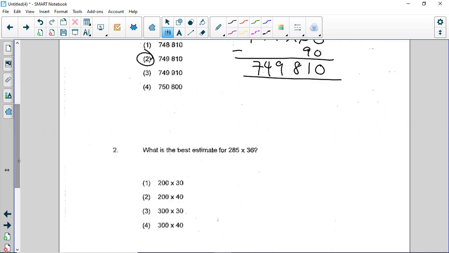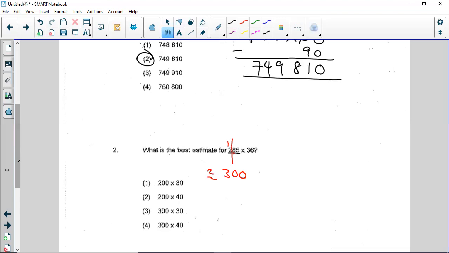What is the best estimate for 285 times 36? So estimate means what? To get a rough answer. So you don't want to do working, all right? You want to round off the numbers so you can get the rough answer quickly. So how should we round off? If it's a 3-digit number, you round off to the nearest hundreds. How do you round off to the nearest hundreds? You look at the last 2 digits, and look at the digit nearest the line. Is it 5 or bigger? Yes, it's 5 or bigger, so you add 1 on the next digit. That will be 300.